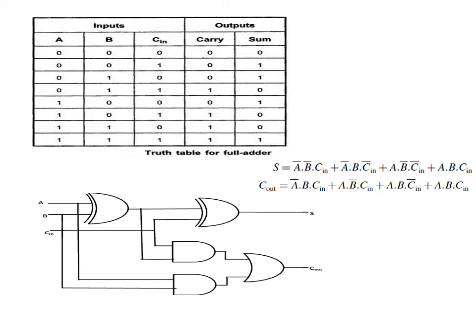Depending on the truth table of sum and carry for full adder, expressions for them can be written. So the expression for sum will be A bar B bar Cin plus A bar B Cin bar plus A B bar Cin bar plus ABCin, and the carry out expression will be A bar B Cin plus A B bar Cin plus A B Cin bar plus ABCin. These expressions are implemented using logic gates. So the implementation using logic gates is shown.